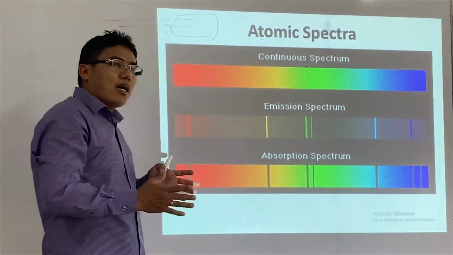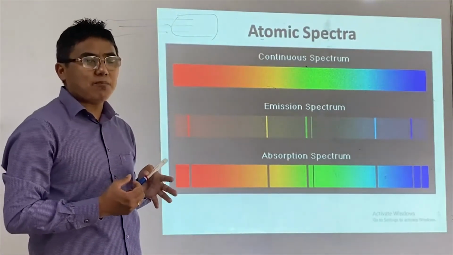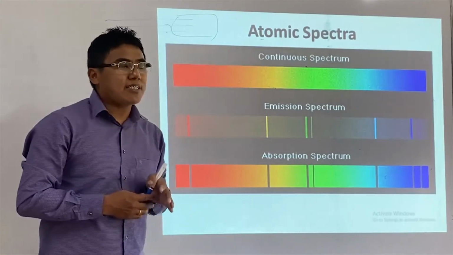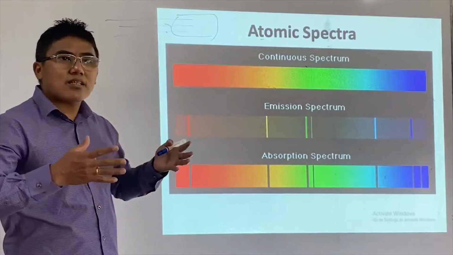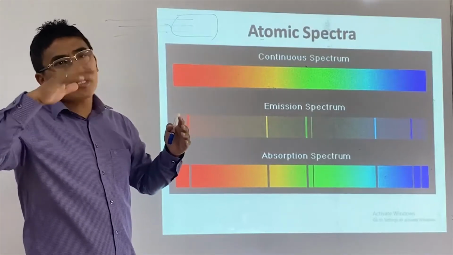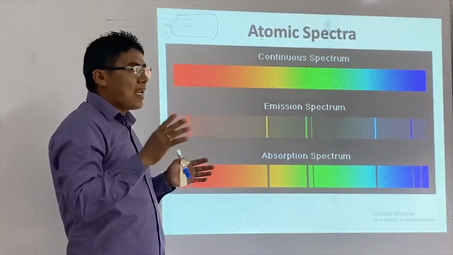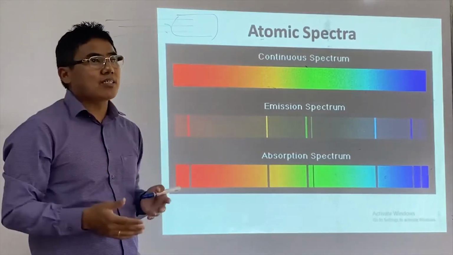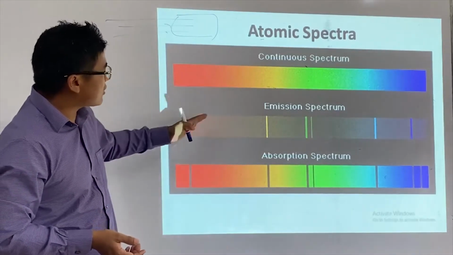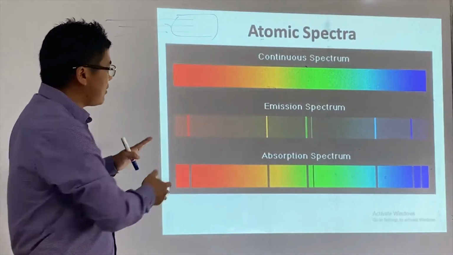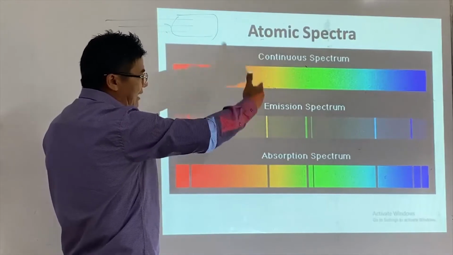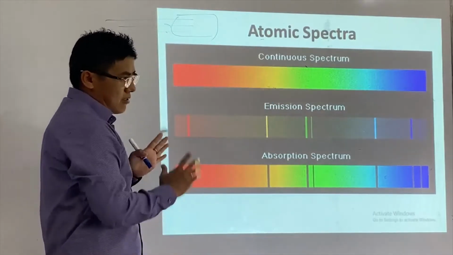In absorption spectra, absorption of light takes place by an atom, which then undergoes excitation. In emission spectra, the gaseous atoms are excited and then keep emitting light with certain frequencies and wavelengths. So in emission spectra, we find a few bright lines on a dark background.